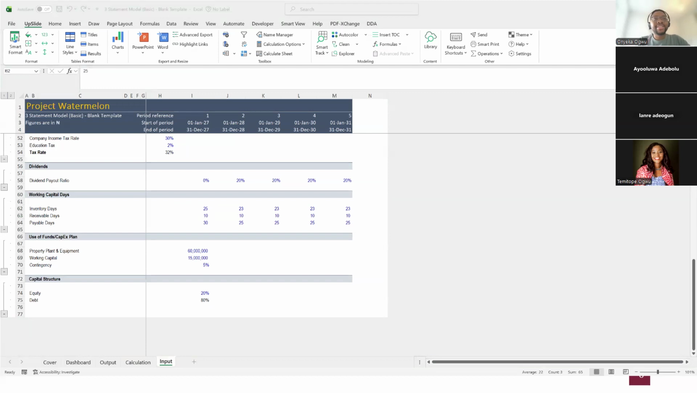So what that means: inventory days is the number of days it takes you to sell your inventory. Receivable days is the number of days it takes you to get your money back from your client. Payable days is the number of days it takes you to pay back your creditors. Do you understand? That's what it means.